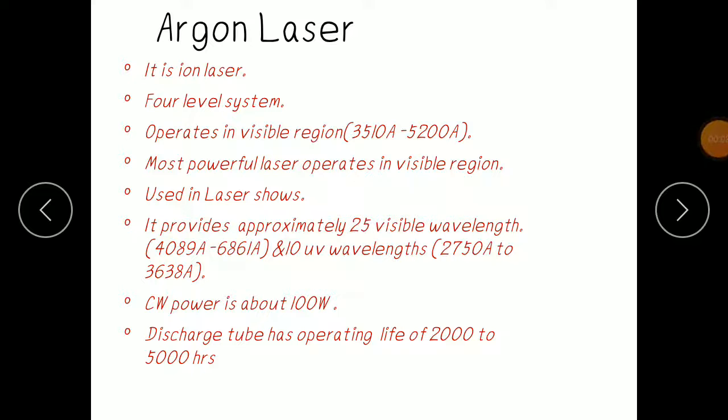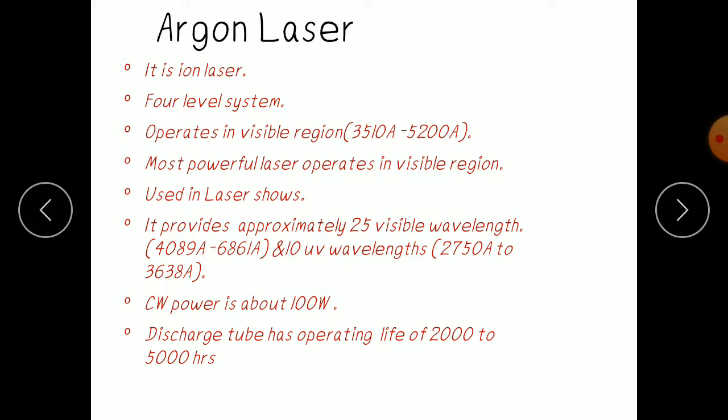In this video, we are going to discuss the argon laser. This argon laser belongs to the gas laser category. You know that gas lasers are further divided into three categories: atomic lasers, ionic lasers, and molecular lasers. The helium neon laser is an atomic laser. The argon laser is an ionic laser, and the carbon dioxide laser is a molecular laser. So these are the three categories into which gas lasers are divided.